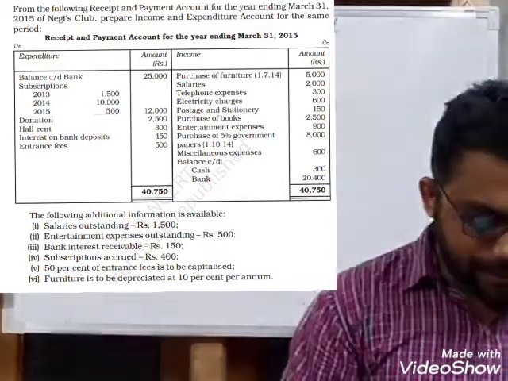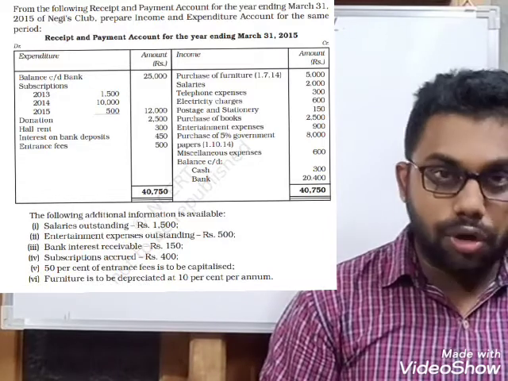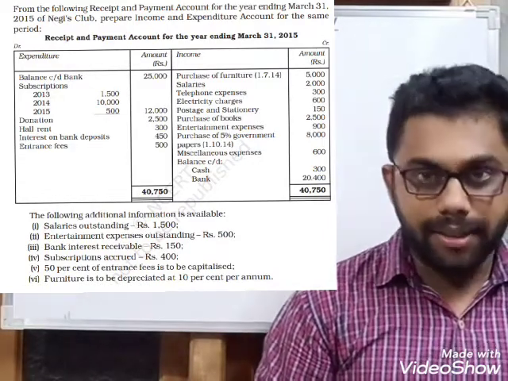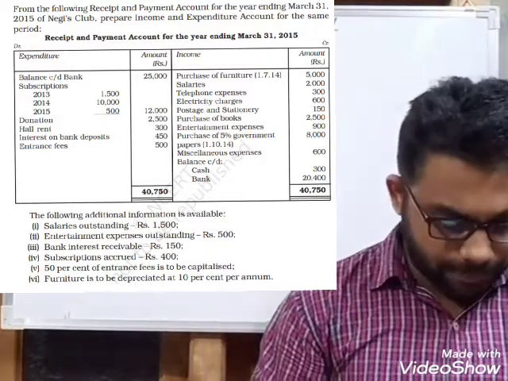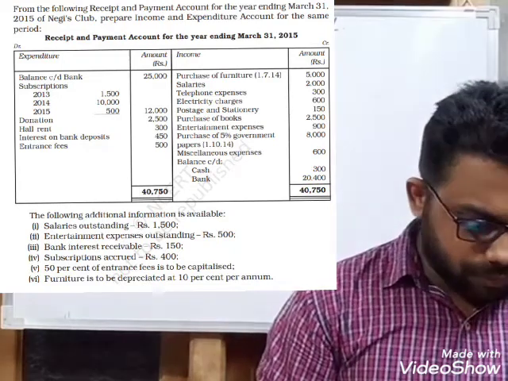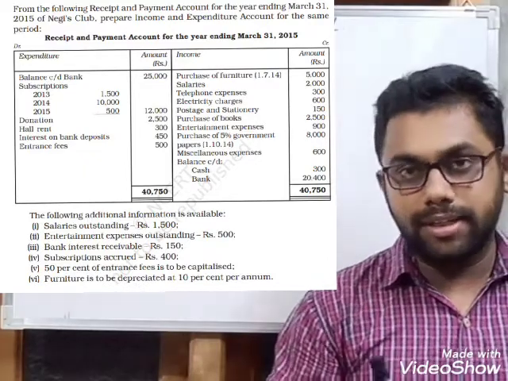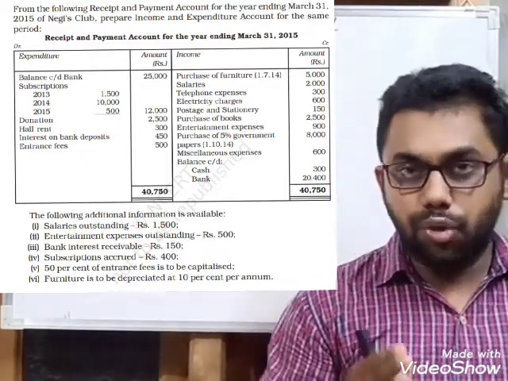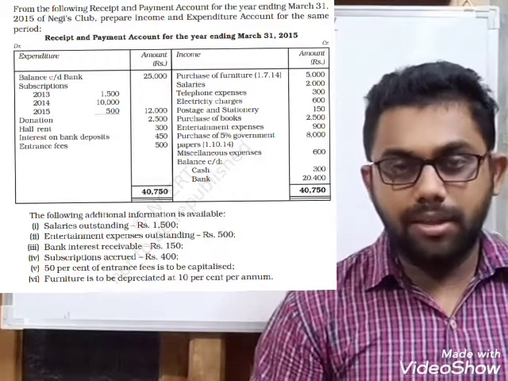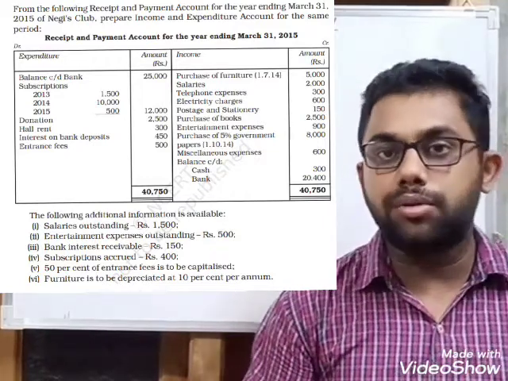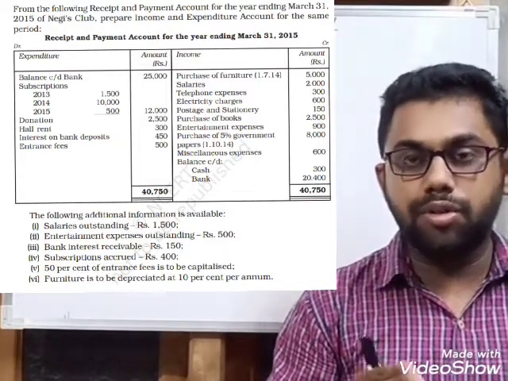From the following receipt and payment account for the year ending March 31, 2015 of Negis Club, that means the non-trading organization, the name of the non-trading organization is Negis Club, prepare income and expenditure account for the same period. That means we have to prepare income and expenditure account at the end of the year, that is on 31st March 2015. So as it is the ending date 31st March 2015, the opening date should start from 1st April 2014, and we can find that our accounting year or financial year is 2014-15.